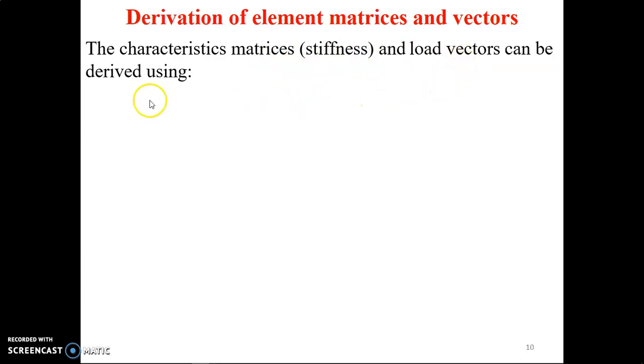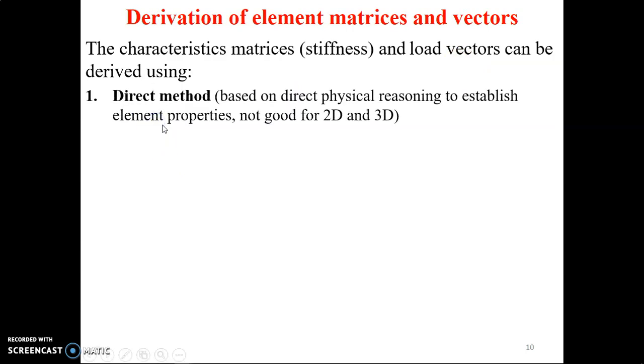These equations can be developed by using three approaches. The first approach is the direct method. A direct method is based on direct physical reasoning to establish elemental properties.